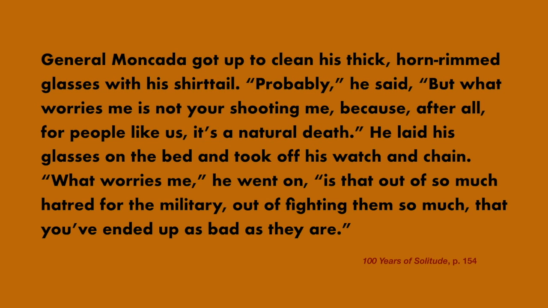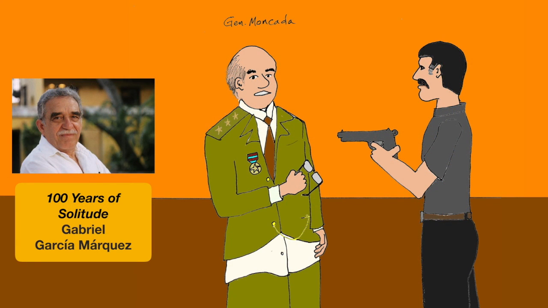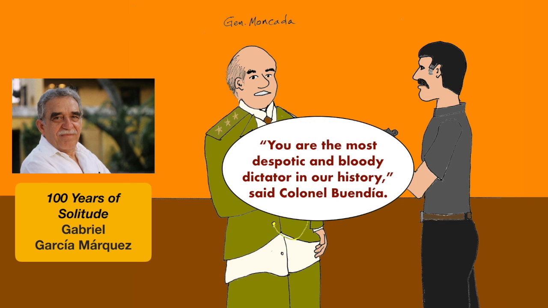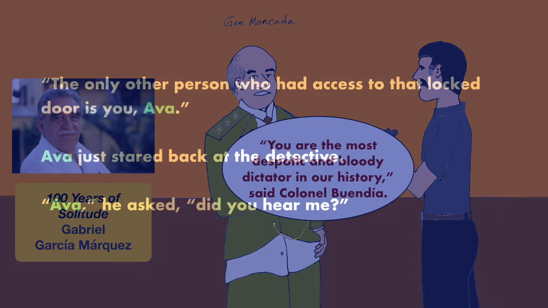So you see here multiple statements and multiple actions by one character, General Moncada. They all go in the same paragraph. When the next person speaks, you start a new paragraph. Another thing about actions, an action can be like a line of dialogue.